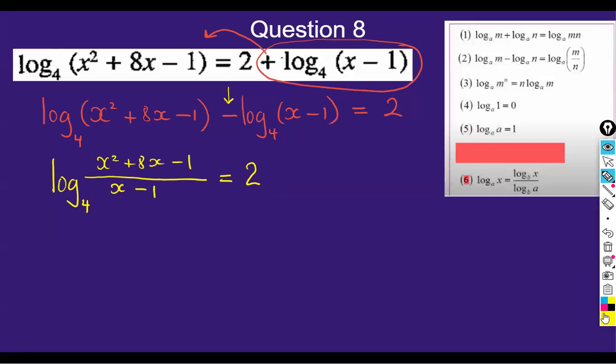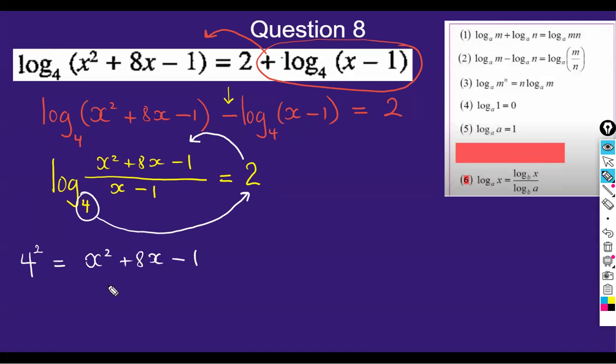So what you're going to do now is convert it to normal form. 4 to the power 2 is equal to this jumble here. So 4 to the power 2, which is 16, because 4 squared is 16, is x squared plus 8x minus 1 divided by x minus 1. Okay?